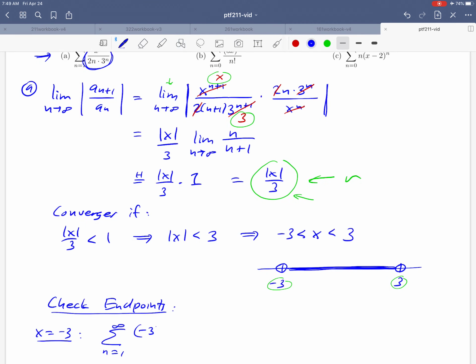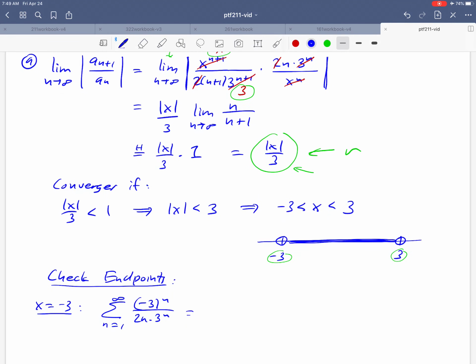In the top, x to the n becomes -3 to the n. Then the denominator is still 2 to the n times 3 to the n. We're just trying to decide, is that a convergent series or not? Let's do some algebra here. -3 to the n we can break up as -1 to the n times 3 to the n. You might remember that little technique from problems in section 8.6. The denominator is still 2 to the n times 3 to the n.